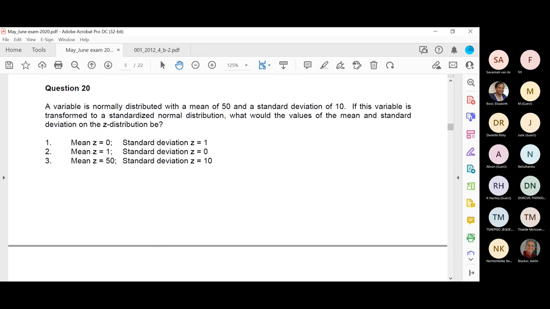Question 20. A variable is normally distributed with the mean of 50 and the standard deviation of 10. If this variable is transformed to a standardized normal distribution, what would the value of the mean and the standard deviation of this distribution be? I just said it when I was explaining something. Is it one, the mean of zero and the standard deviation of one, or two, the mean of one and the standard deviation of zero, or three, the mean of 50 and the standard deviation of 10? Number one. Yes. It will be number one, because any value that is normally distributed will be distributed with the mean of zero and the standard deviation of one.